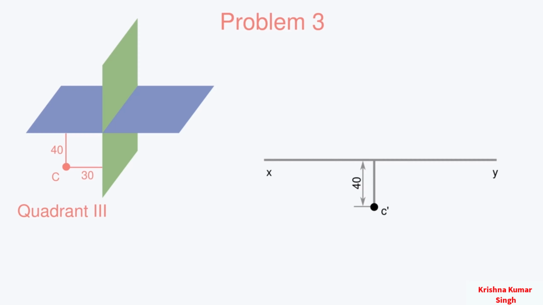Mark a point C' at a distance of 40 mm below XY as front view. Now after rotation of HP plane, the top view becomes above XY line. Through C', draw a perpendicular line to XY and mark C at a distance of 30 mm from XY as top view. Our required orthographic projection are drawn according to the given problem.